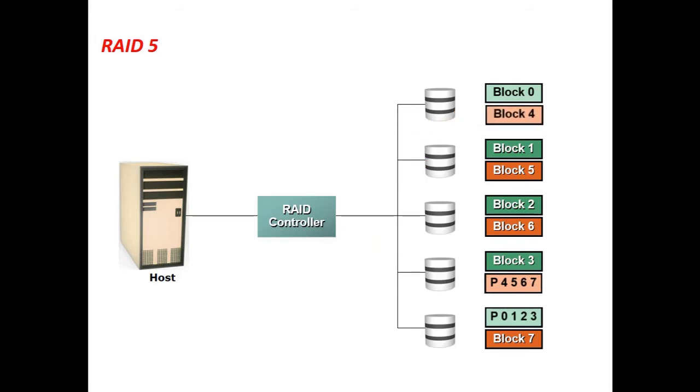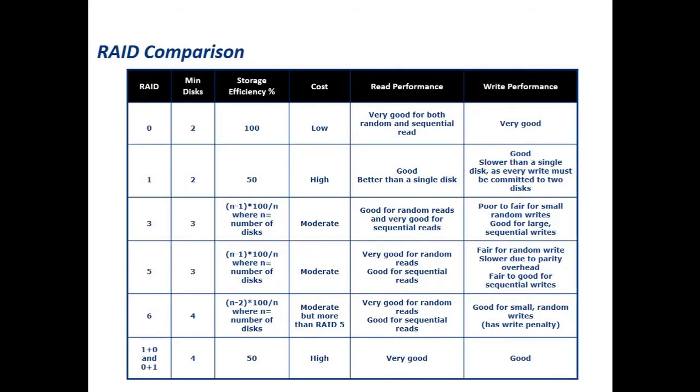Hence we can say the write penalty value for RAID 5 is 4: 2 reads and 2 writes. So this chart briefly compares all the RAID levels. We have the RAID level, the minimum number of disks required, storage efficiency percentage, the cost, read performance and write performance. For RAID 0, the minimum number of disks required is 2. Storage efficiency is 100%. Cost of implementation is low.